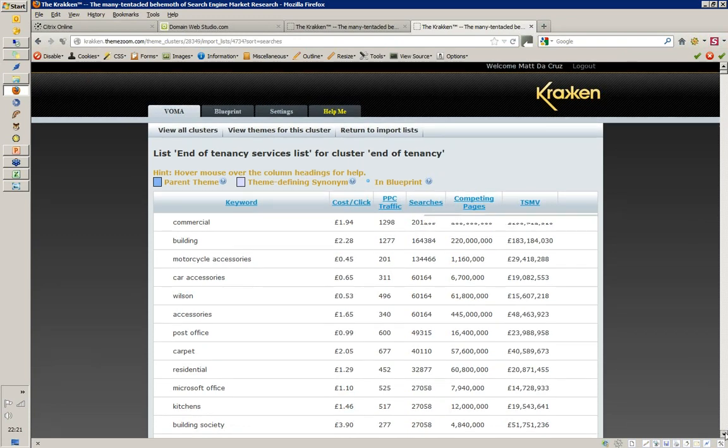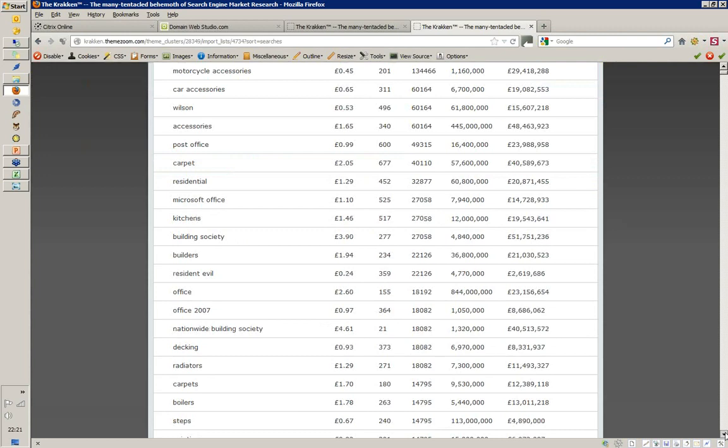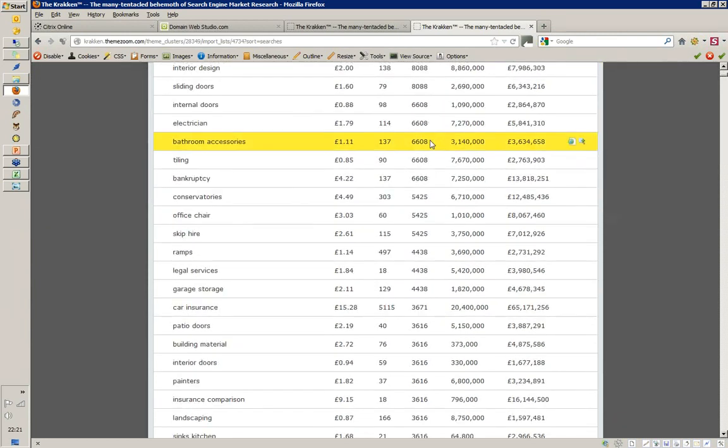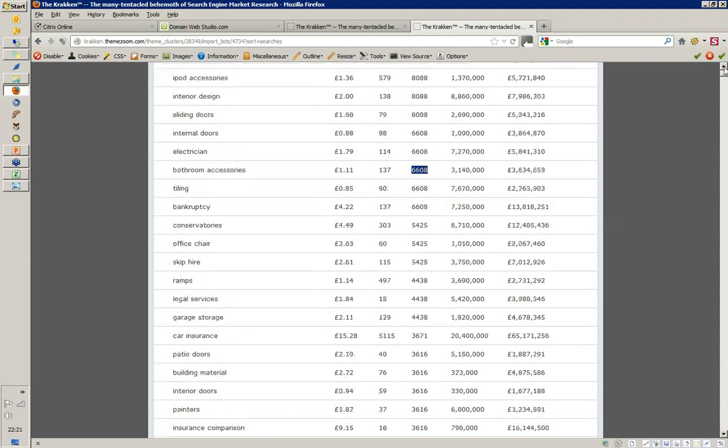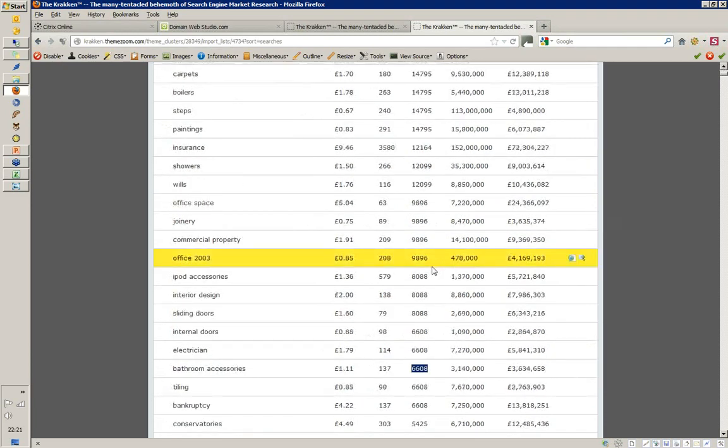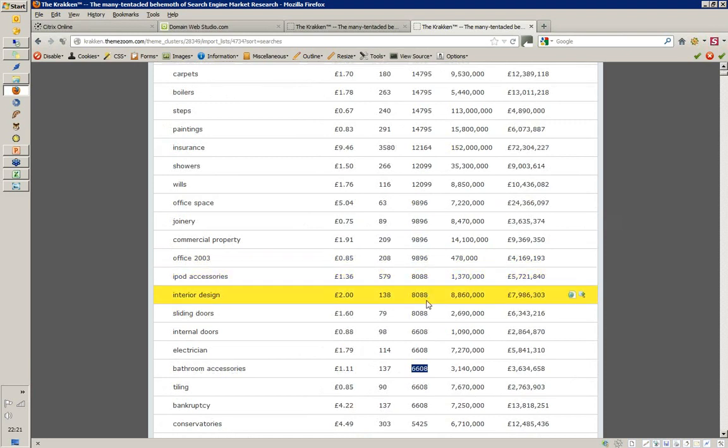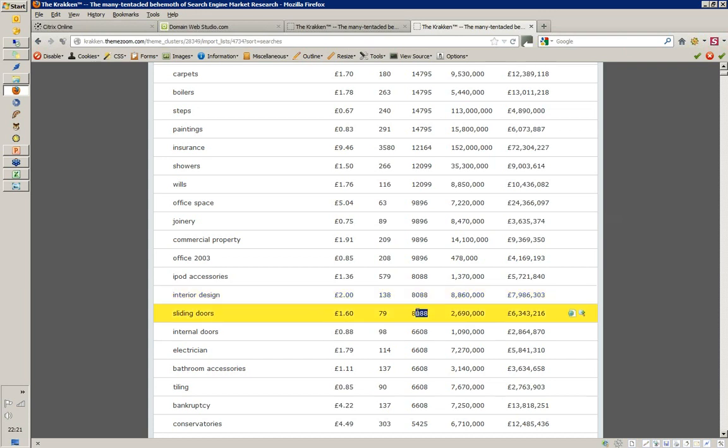Okay, so what I'm doing is running through this list here. I'm just going to get down to where things start looking realistic. Wow, look at that, 6,000 searches there on bathroom accessories. All I'm doing is looking at what are the things that we can actually assign to contractors that are realistic. Now, that's office, how did that get in there? Interior design, 8,000 searches a day. That'll be a silo category. Sliding doors, wow, 8,000 searches a day. Electricians are searched for 6,000 times a day in the UK. That's insane, eh? Look at those numbers.